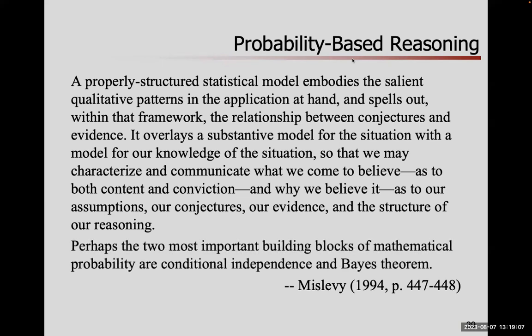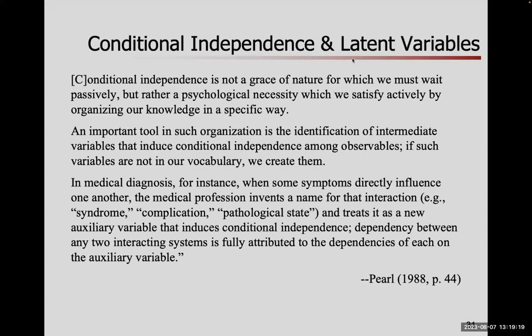Perhaps the two most important building blocks of mathematical probability are conditional independence and Bayes' theorem. What is this conditional independence business? From Pearl, conditional independence is not a grace of nature for which we must wait passively, but a psychological necessity we satisfy actively by organizing our knowledge in a specific way. Translation: we don't wait for this to happen. We build our model of the situation so that this happens.